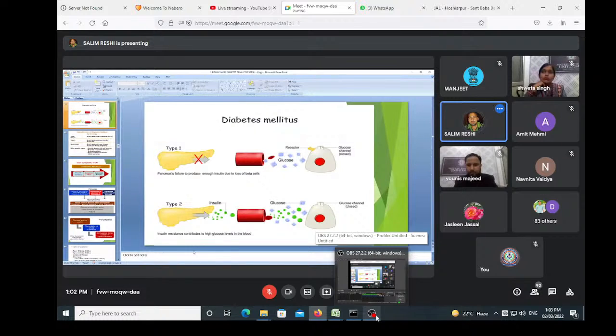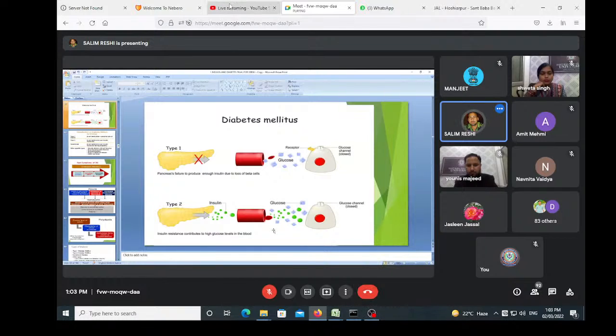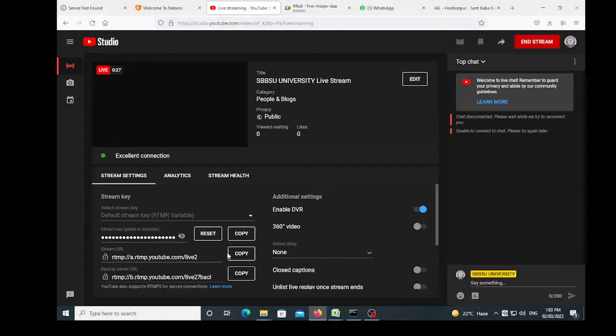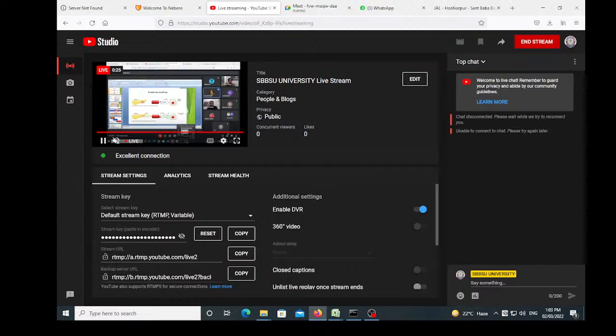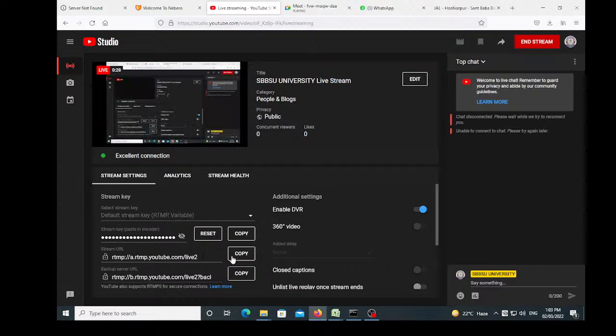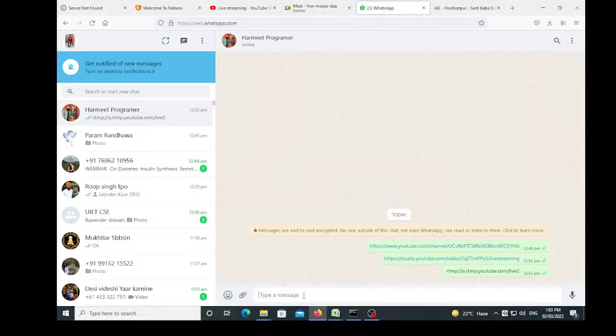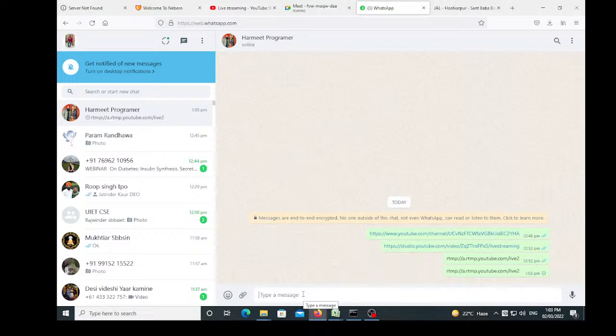In type 2 diabetes, the insulin is produced by the beta cells of the pancreas, but this insulin is not effective because its receptors are not working properly. It cannot bind with its receptors. So if the receptors are not responding to the insulin, the glucose level remains increased in blood. So this is called type 2 diabetes.